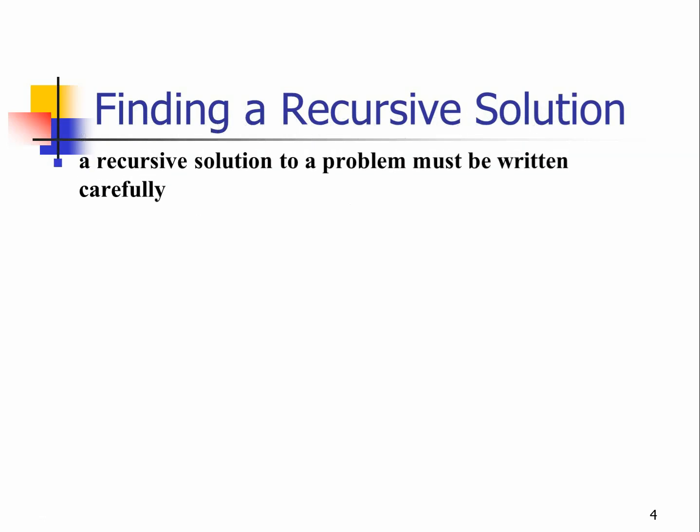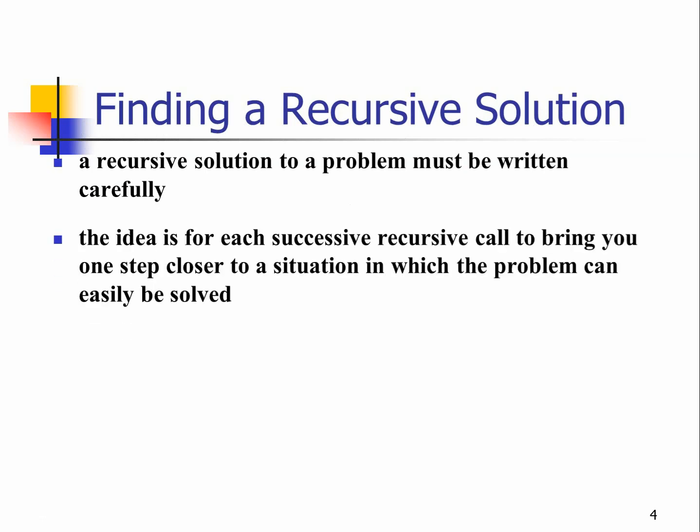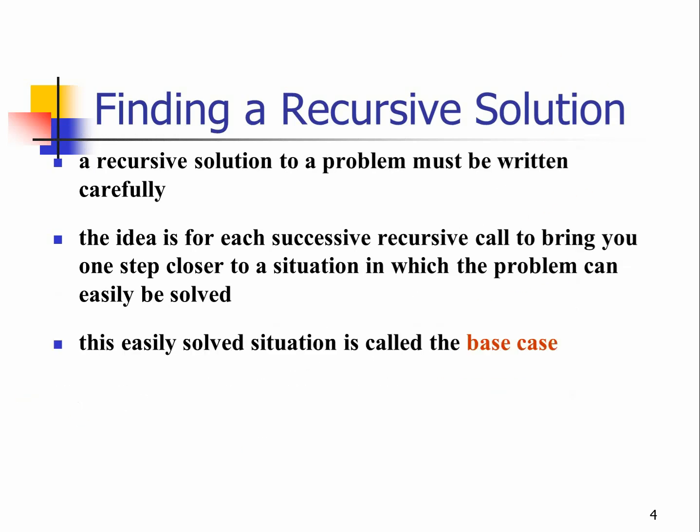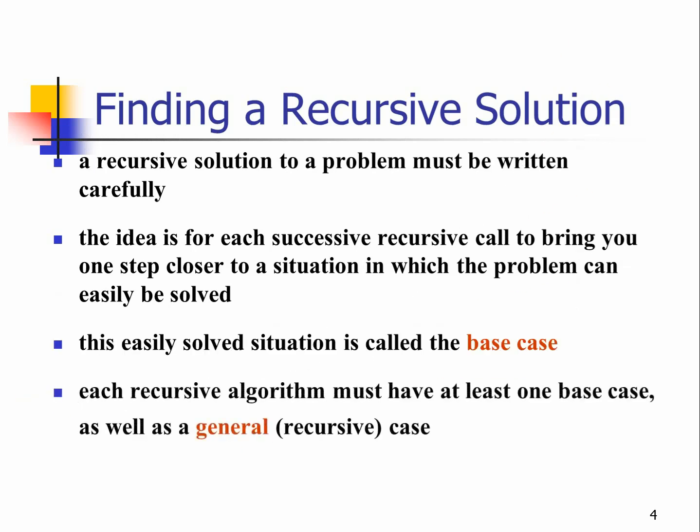A recursive function must be written carefully because you are making a function call itself. You need to guarantee that it will stop at some point. So the idea for each successive recursive function call is to bring you closer to a situation where it does not need to call itself anymore. That is what we call a base case. Otherwise, if the recursive function is calling itself, that's what we call a general case.